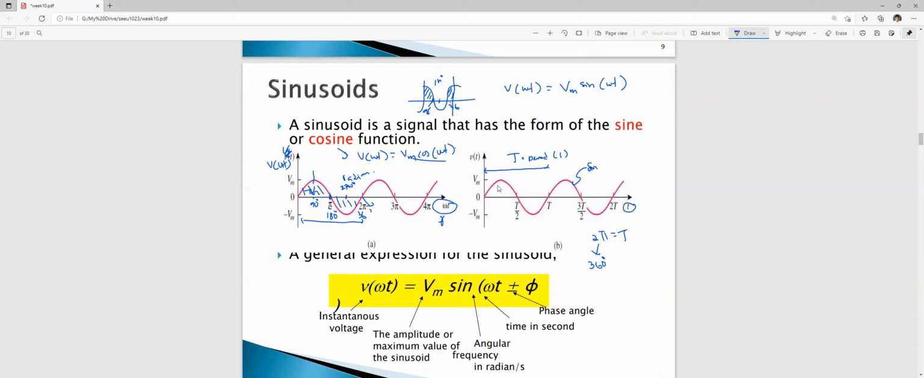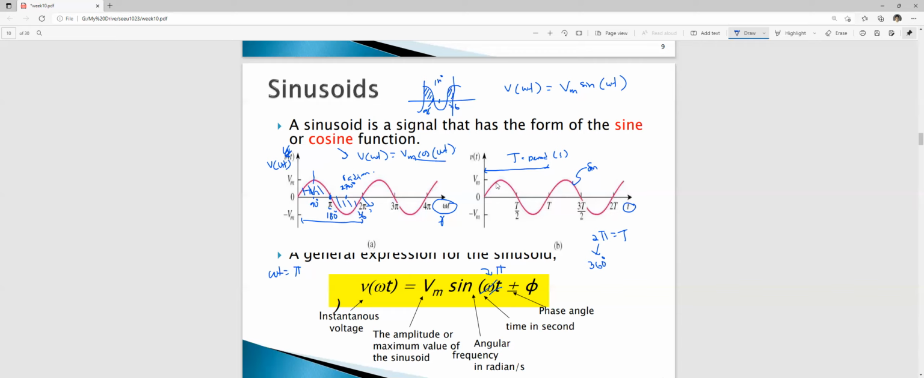If this is a sine function, you need to write down the expression of this waveform as follows. v(ωt) is the voltage value at that particular point. For example, if ωt is equal to π, you substitute it, and sin π gives you 0, which is the same as this waveform.